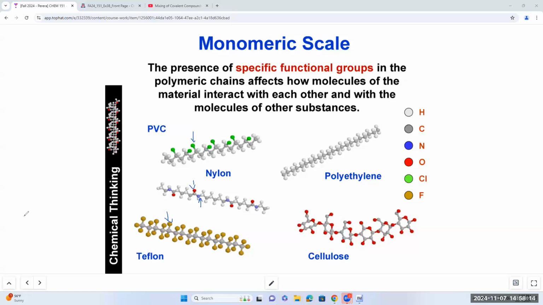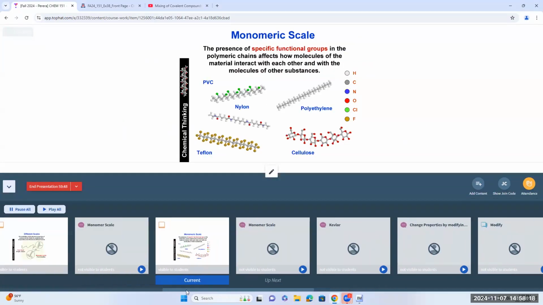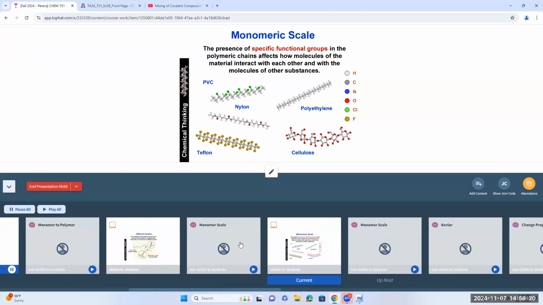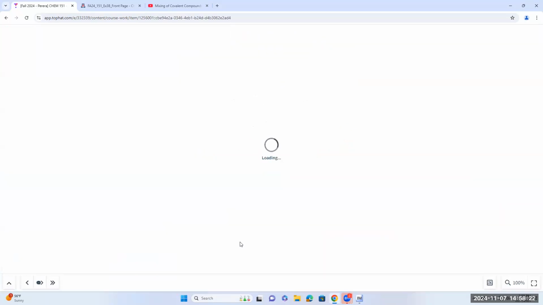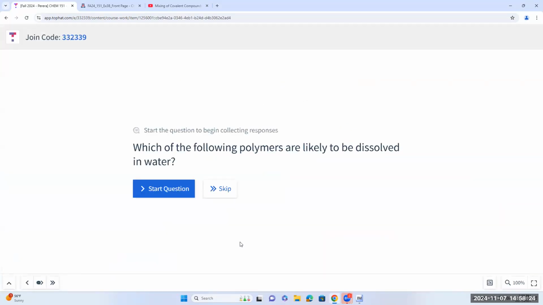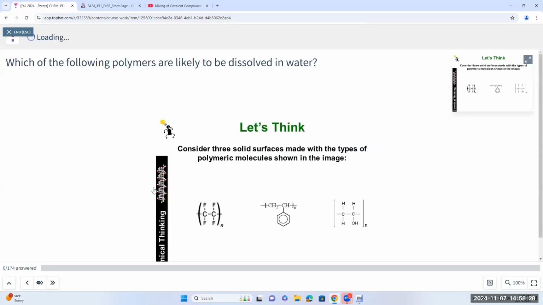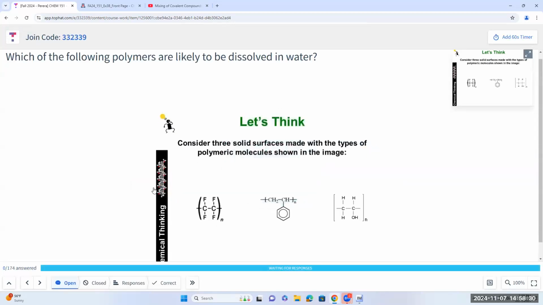Now, without talking too much, here's what I'm going to do. I'm going to give you a question because you already have this in you, right? Here are three polymers. Tell me which one of these polymers you expect to be soluble in water. Go ahead.